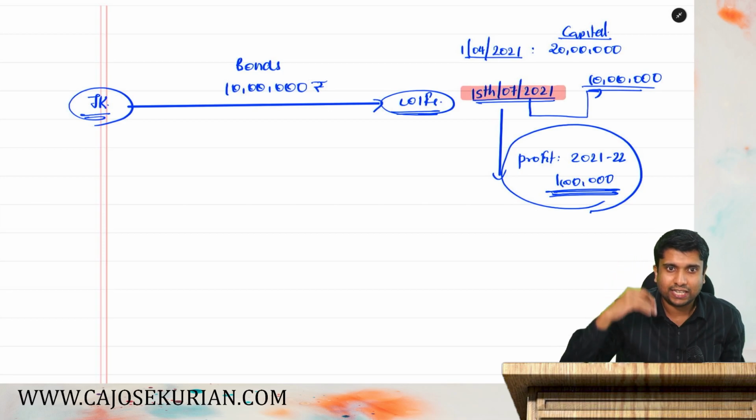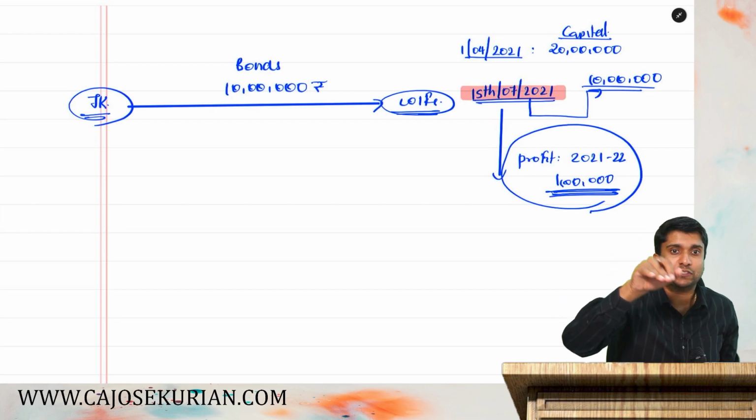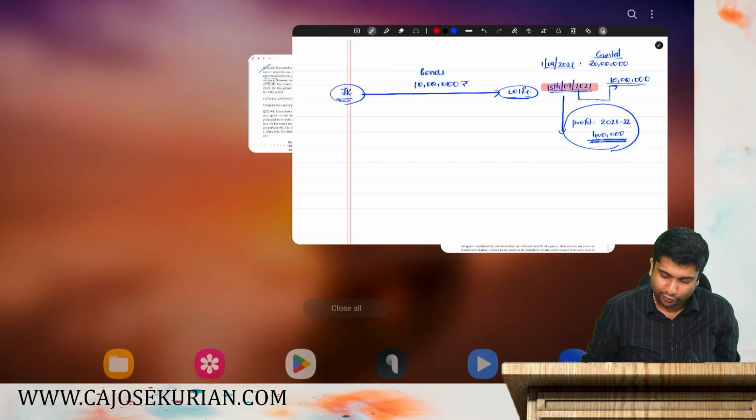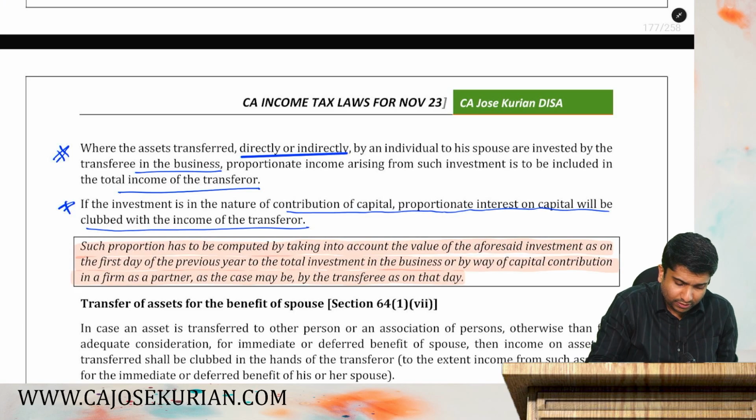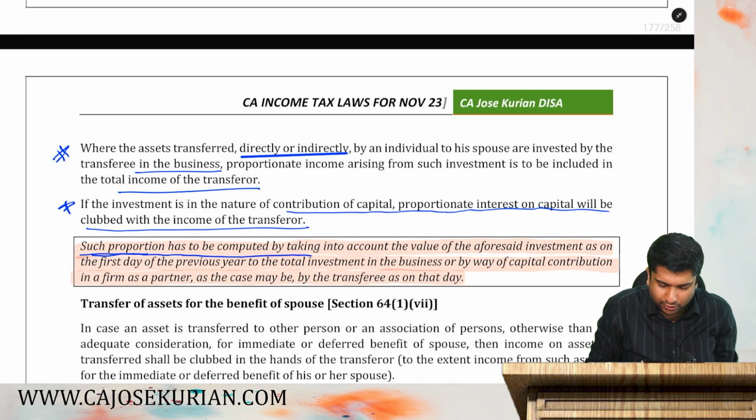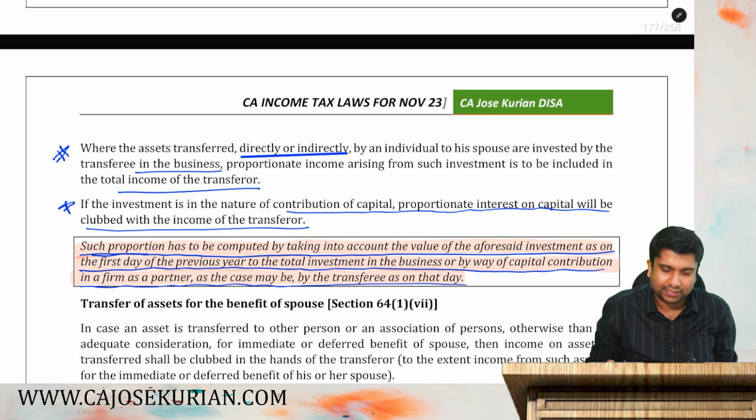It is just like direct income from the transferred asset. So what the department says is, for that, you need to check one thing. While taking the proportionate profit, such proportion has to be computed by taking into account the value of the aforesaid investment as on the first day of the previous year to the total investment in the business or by way of capital contribution in a firm as a partner, as the case may be, by the transferee on that day.